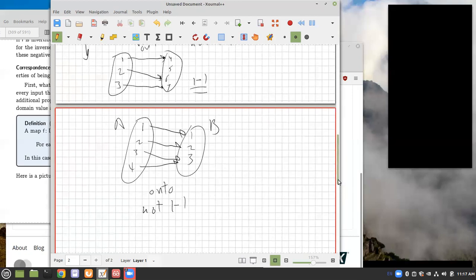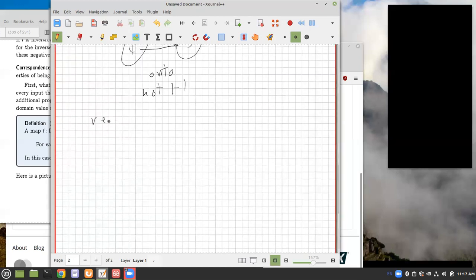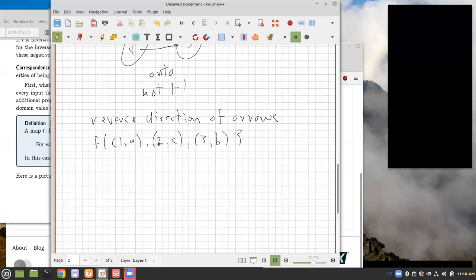So the map where I flip the arrows reverses the direction of arrows. Also, if I was given a map as, like, 1A, 2B, 2, let me do something more, 2C, 3B, these three ordered pairs, then reversing the direction of the arrows is equivalent to changing the order of the ordered pairs here, which I didn't do there.